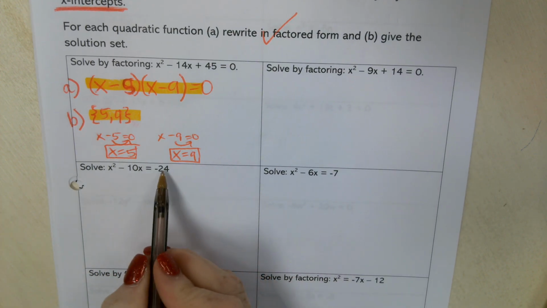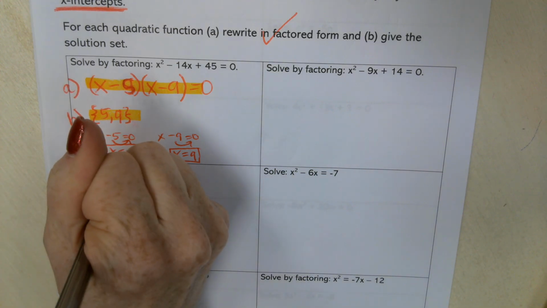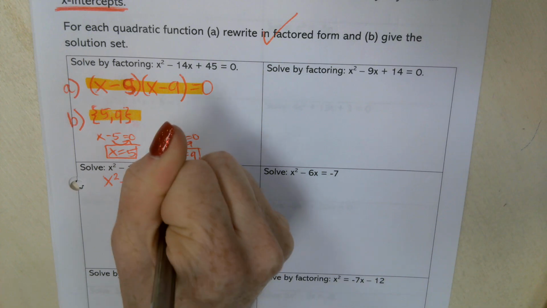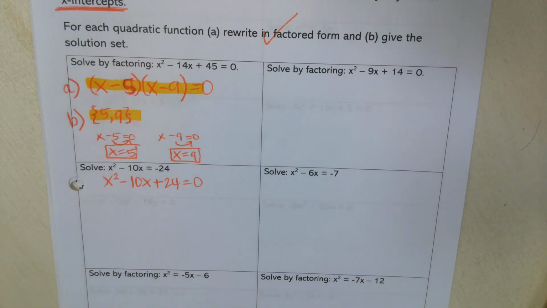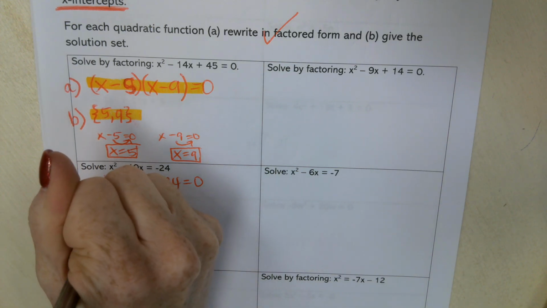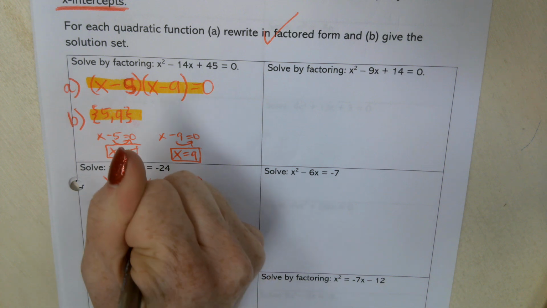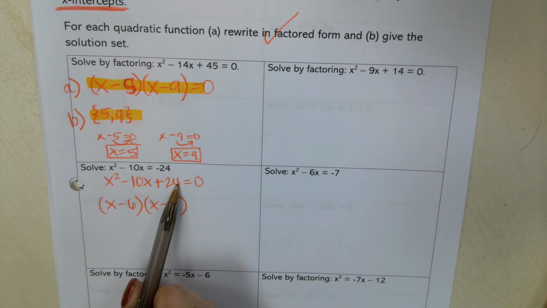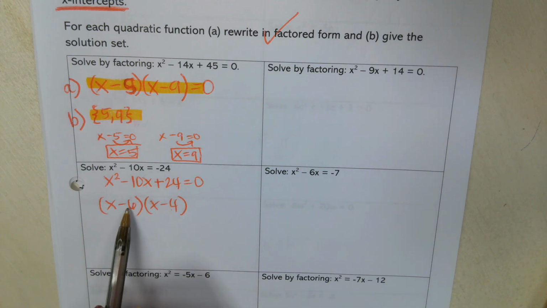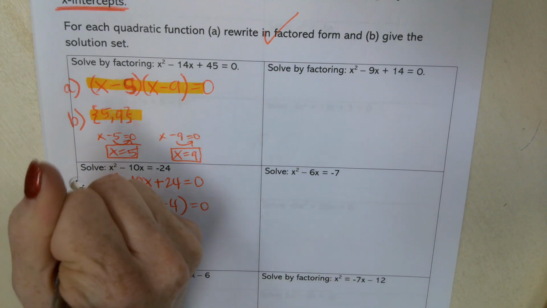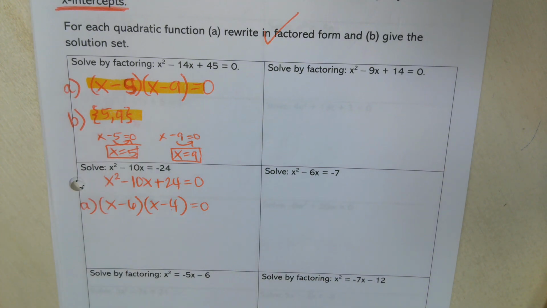Now this one, it's not set equal to 0, so I need to rewrite this real quick. I am going to bring this negative 24 over to the other side so that I can set that equal to 0. Now when I go through my process and I factor, we should find that we get x minus 6 and x minus 4. Do you agree negative 6 times negative 4 is positive 24? But negative 6 minus 4 more is negative 10? This is part A. This is factored form.